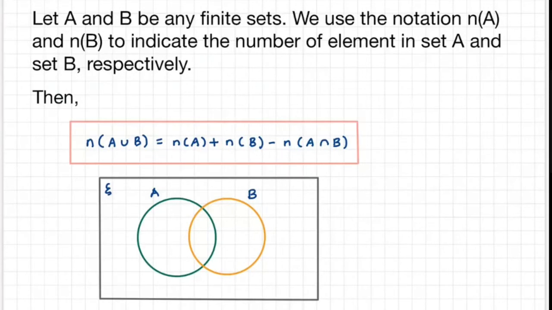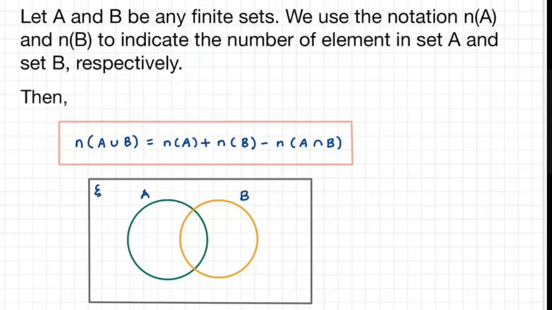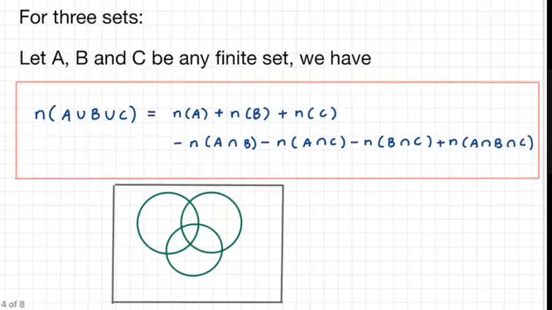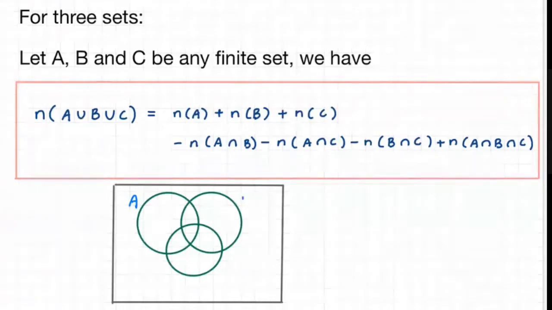This principle holds for any number of sets. Similarly, for three sets, let A, B, and C be any finite sets. We have the number of elements in A union B union C. Look at the Venn diagram. We have A, B, and C.